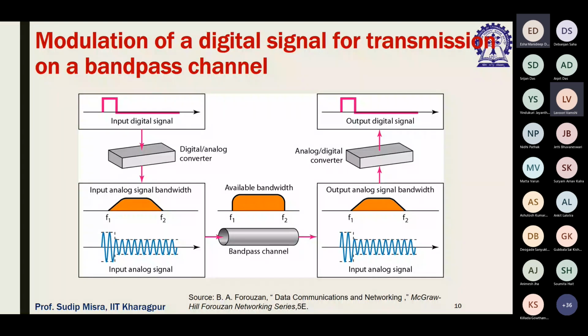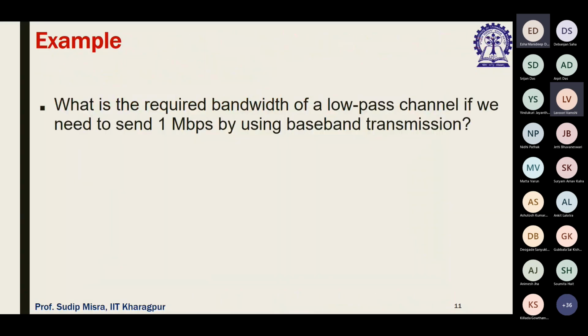So now let us try to understand a little bit further. Let us say we have a problem like this. The question is: what is the required bandwidth of a low pass channel if we need to send 1 Mbps by using baseband transmission? Can someone, without looking at the book, tell how you are going to approach this problem?